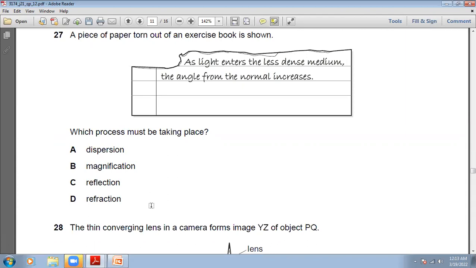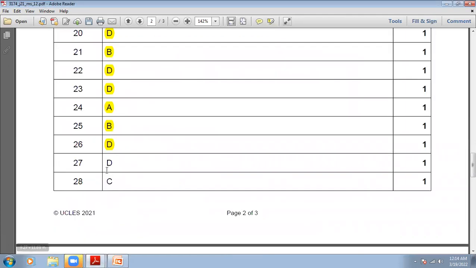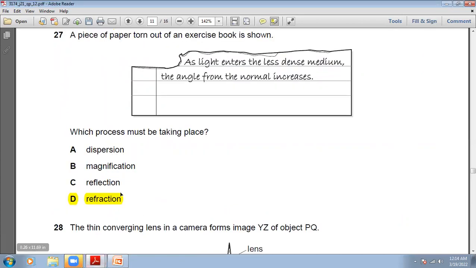He says light enters the lens, a less dense medium. The angle from the normal increases. So light entering from a dense medium into a rare medium is bending away from the normal. Which process must be taking place? It's clearly refraction. When light enters from one medium into another medium and changes direction, this is called refraction. So for question number 27, D looks the right option, sir. And it is.